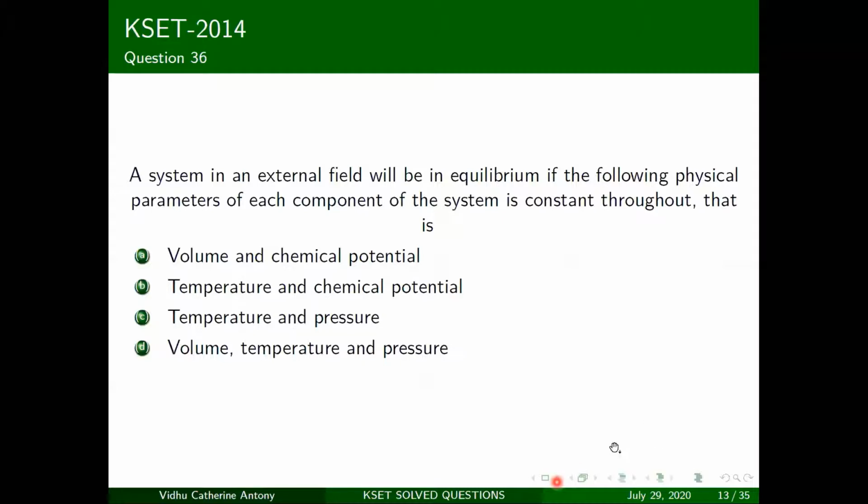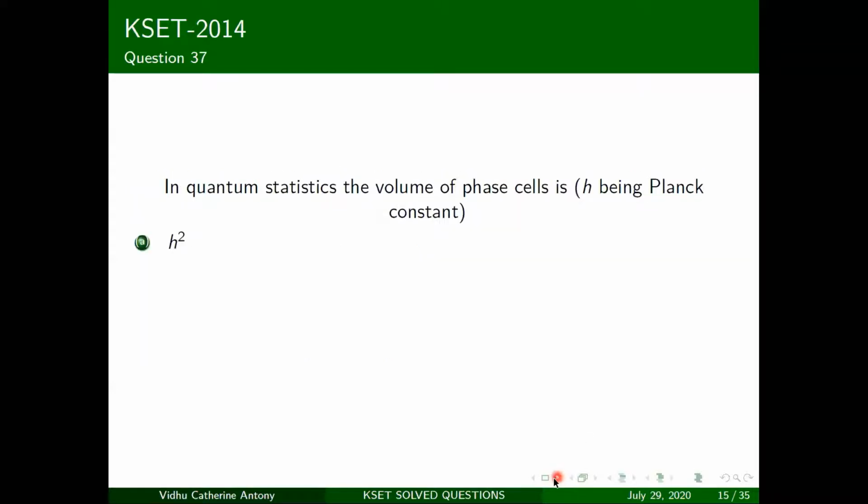Okay, so let's look at this. This is quite easy, these are quite simple. In quantum statistics, the volume of phase cells, h being your Planck's constant, you automatically know it's h cube. You don't even have to compute it. But I'll just go through it anyway.